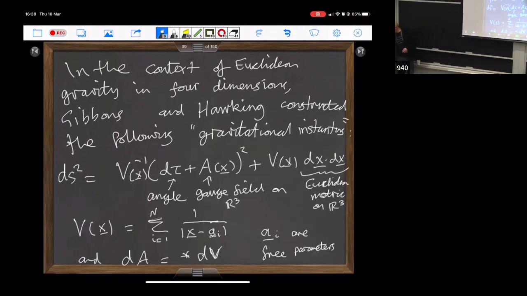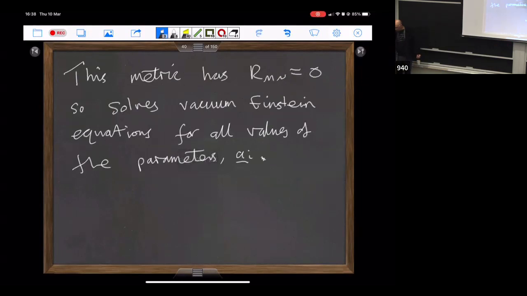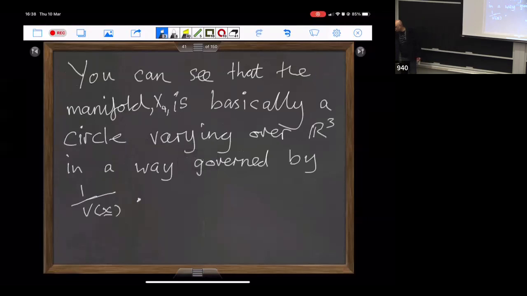Okay? And these Coulomb potentials are centered at points which I'm calling A_i. So each of these A_i is 3 parameters, and these are free parameters. So this metric solves the vacuum Einstein equations for all values of these parameters. And what I want to do is give you a picture of what this thing looks like. So you have this circle, and then you have these 3 directions. The radius squared of the circle is controlled by 1 over this function, which varies as a function of x. You can think of this as a family of circles varying as you move around in a 3-dimensional space.